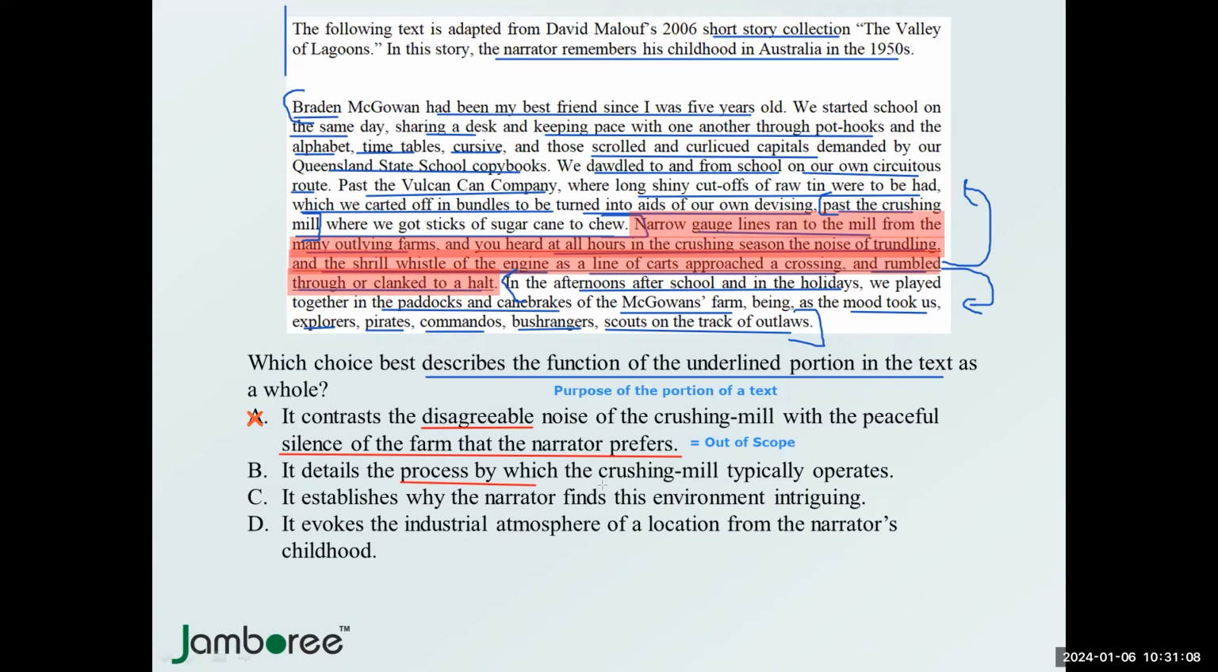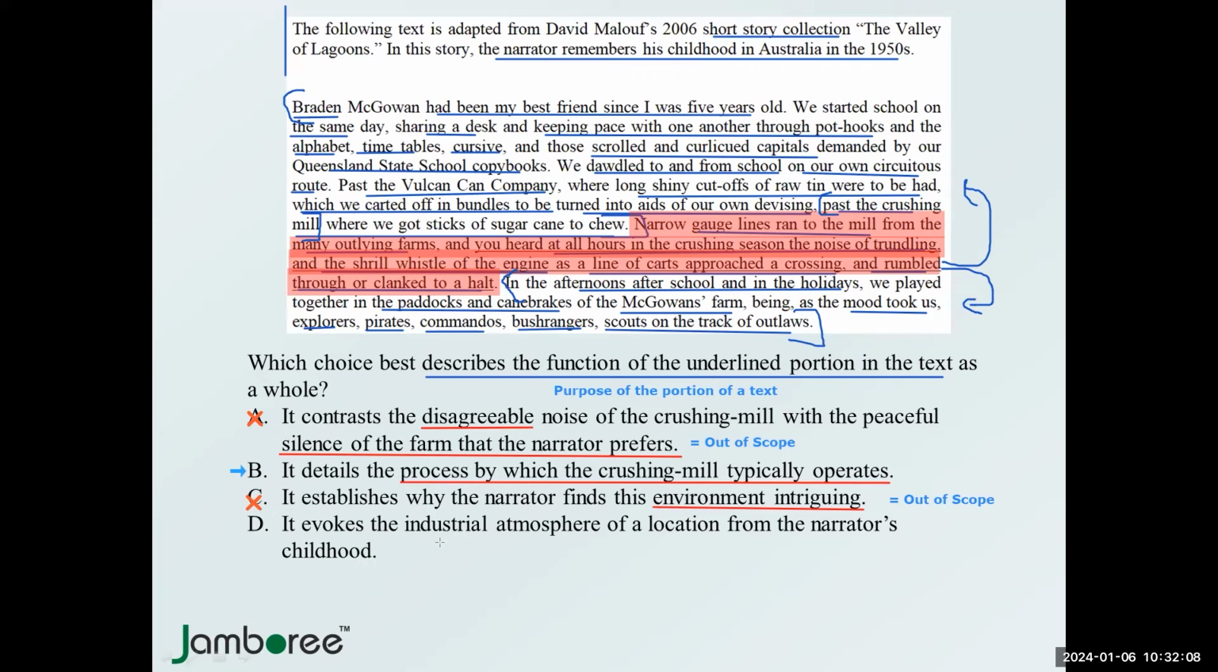Option B: it details the process by which the crushing mill typically operates. Perhaps, yes, let us keep this with us. We will eliminate only those answers which we can for sure eliminate right now. Option C: it establishes why the narrator finds this environment intriguing. The text never gave any hint for the intriguing part. Eliminate. Why? Yet again, we have an out of scope answer. We are eliminating this answer choice because this is an out of scope answer.